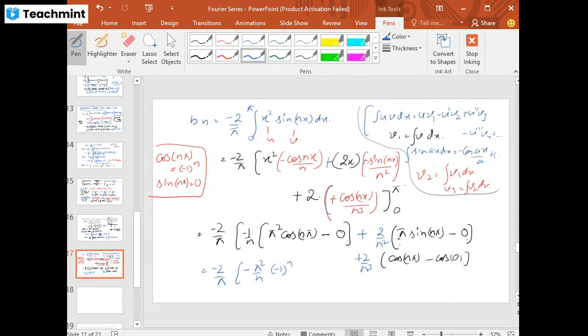So it means that this term is 0. Okay, so this term is 0, and here we are left with the next term, 2 upon n cube into cos n pi, minus 1 raised to power n, minus cos 0, which is 1. So this is basically the second step. So this is the value of the Fourier coefficient Bn.